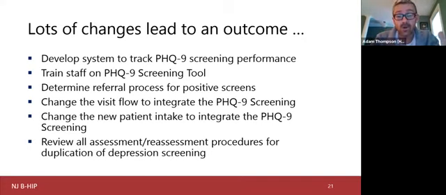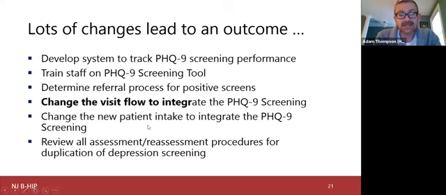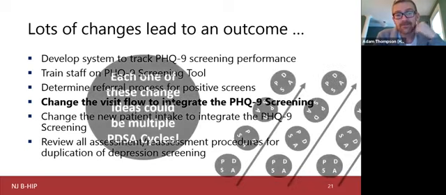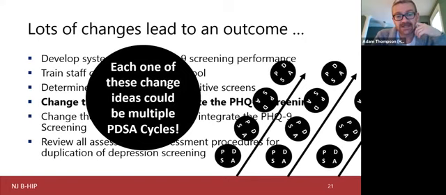And you could also review all your assessment and reassessment procedures and make sure that you're not duplicating things. What's important to know about all of this is that this is one component we just looked at to change the visit flow. However, each one of these change ideas could be multiple PDSA cycles building on one another.